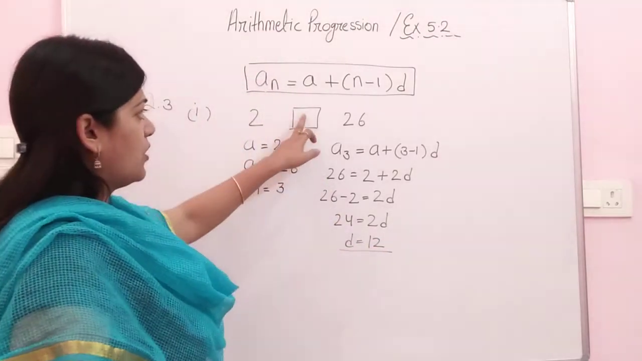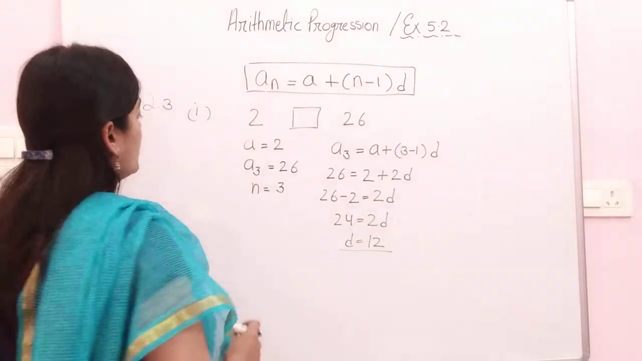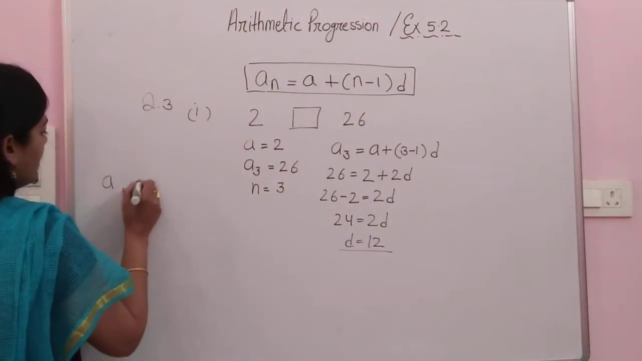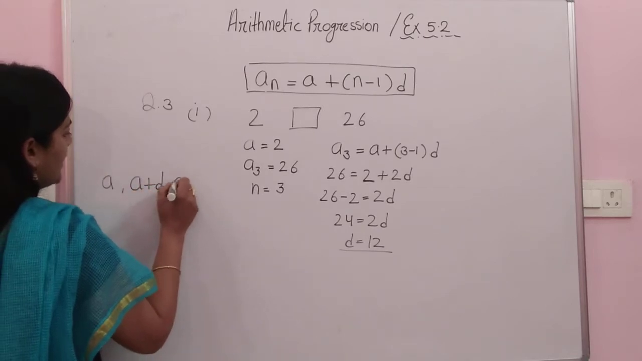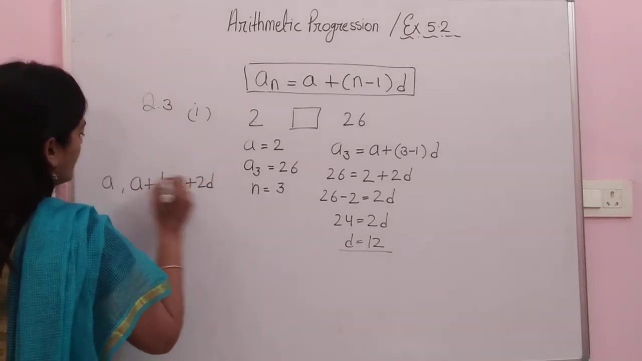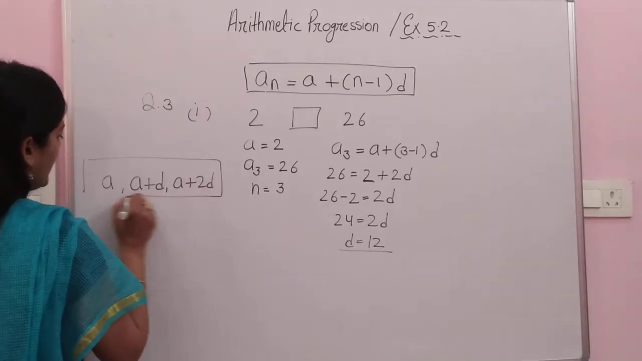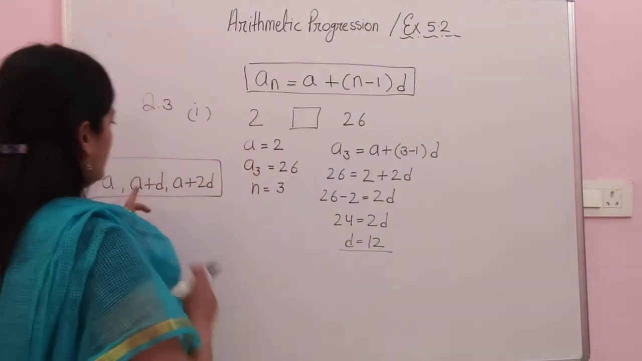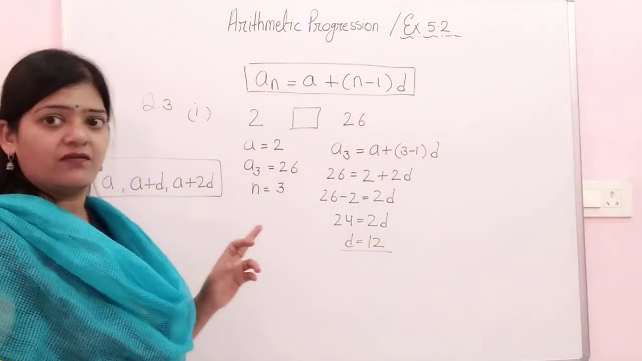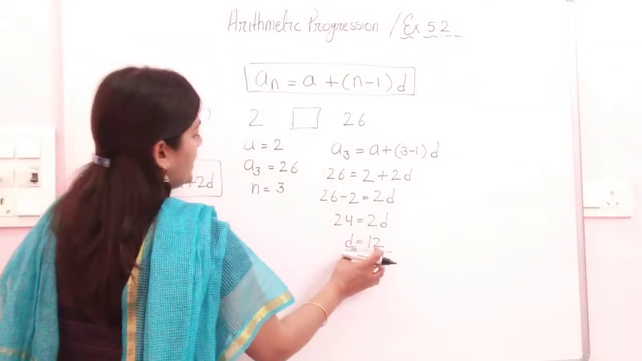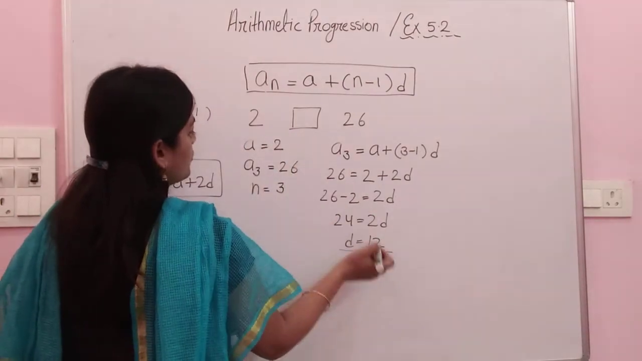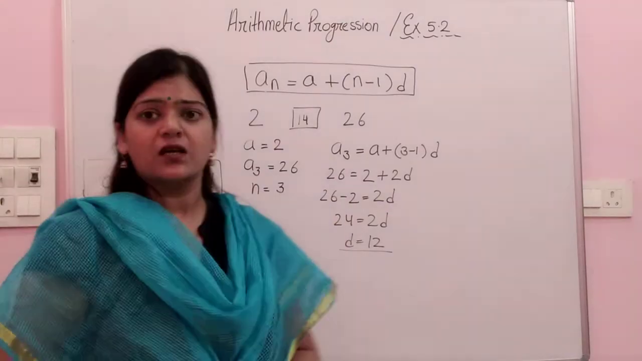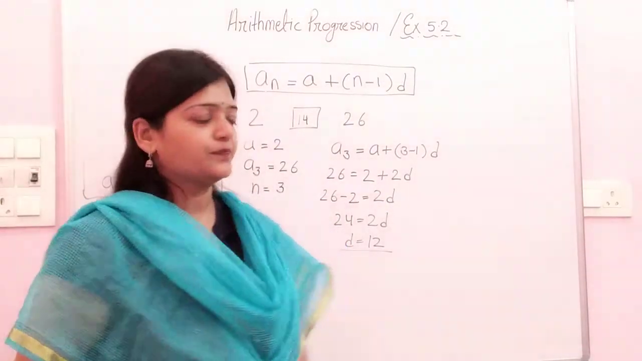But how will you get the missing value? You know your AP is in the form where the first value is always A, then A plus D, then A plus 2D and so on. This is the basic structure of your AP. If you have the value of the first term and D, then you add to find the second value of your AP. This is 12 and this is 2. 12 plus 2 will become 14. Then your missing value is 14 here. Is it clear?